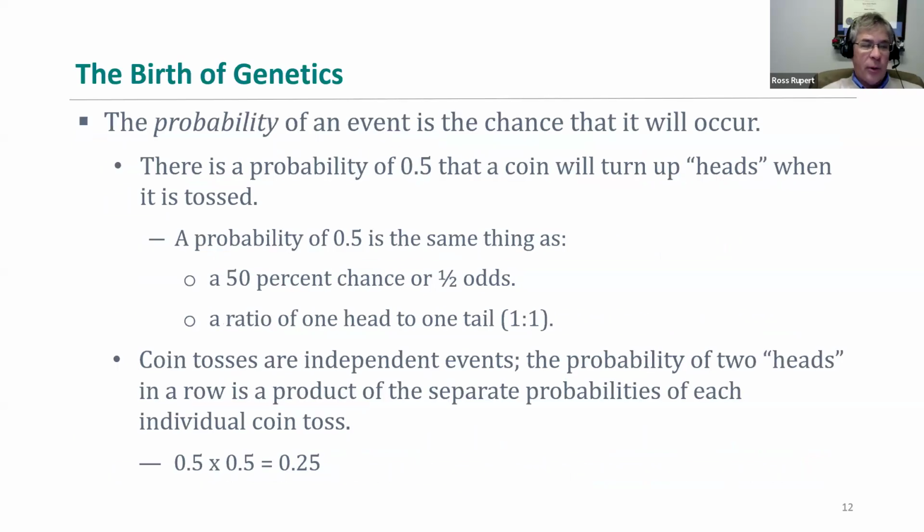Probability, you will be answering questions in terms of probability. What's the probability that if a tall and a short mate, that their offspring will be short? In Mendelian genetics, it's one of those boxes out of four. So it's 25% or one quarter of a chance.